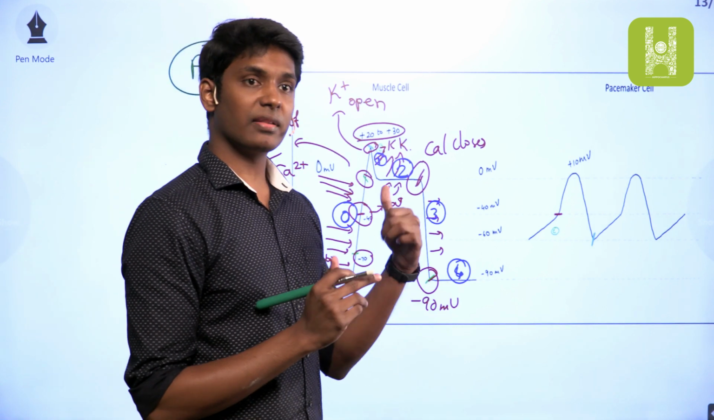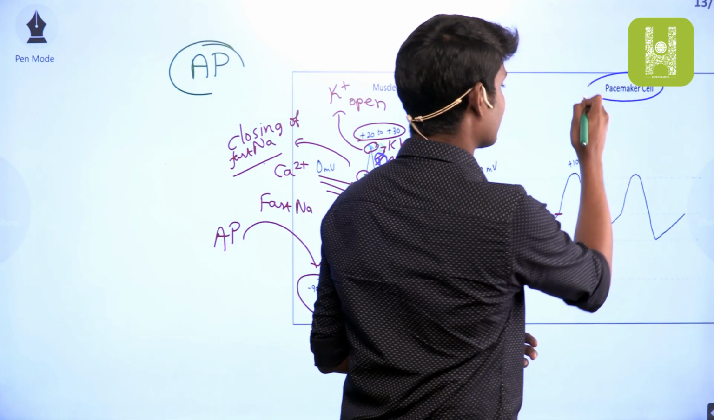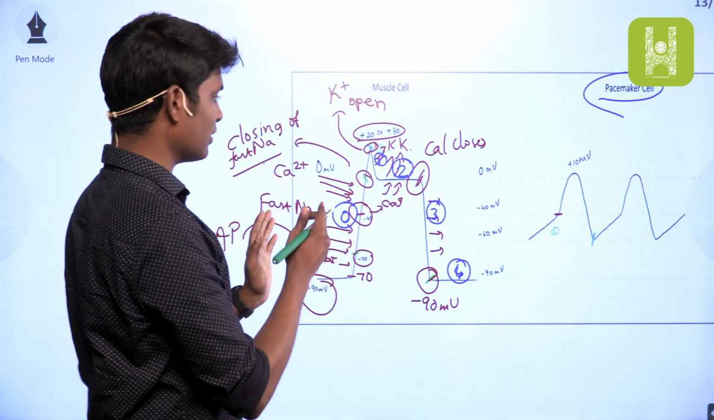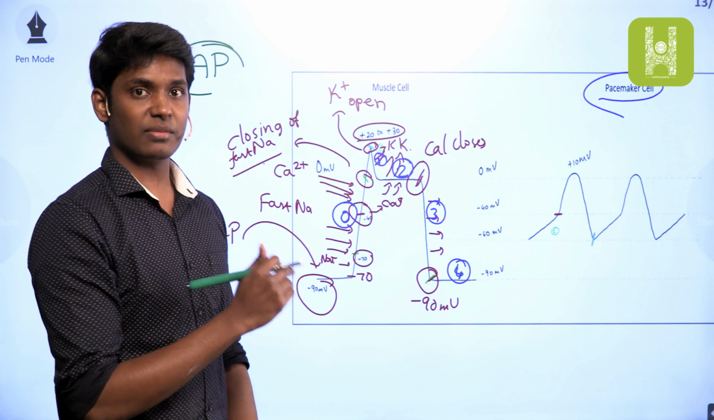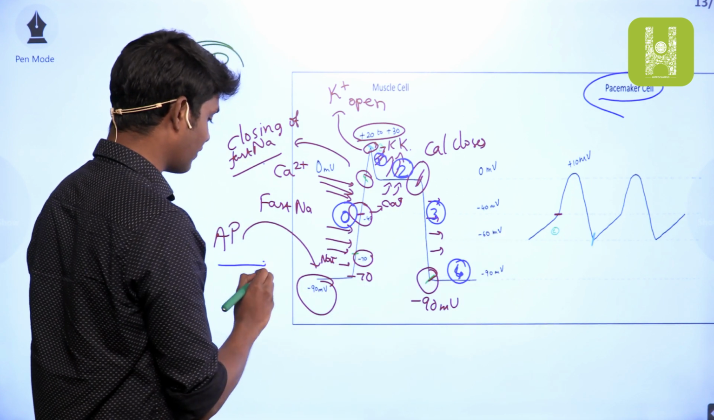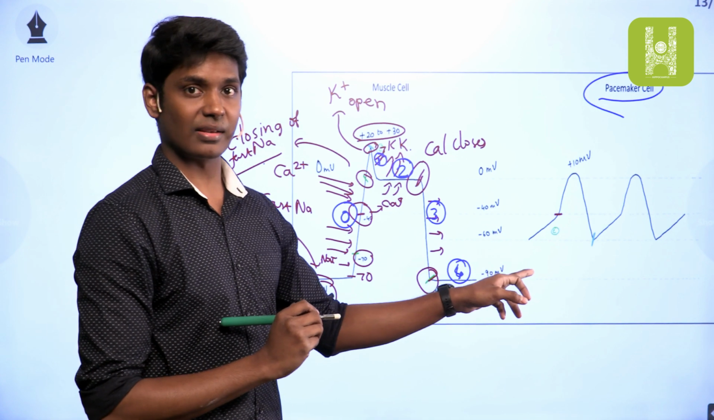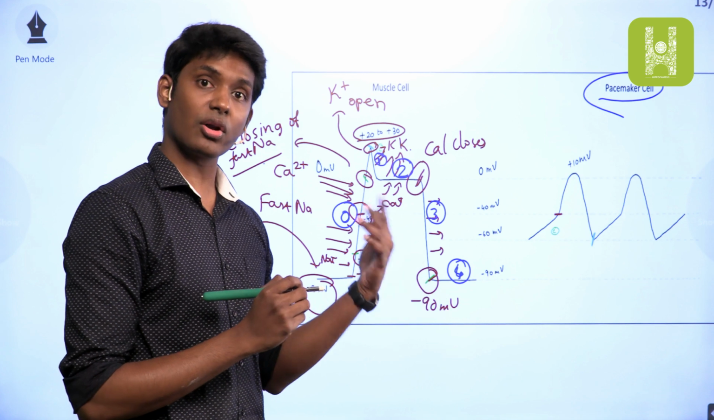Now we have to compare this action potential with that of a pacemaker cell. As you can see, the action potential of a muscle cell is totally different from that of a pacemaking cell. You can see the membrane potential, there is no actual flat line present in a pacemaking cell. That is the most important property of a pacemaking cell, which results in its automaticity.